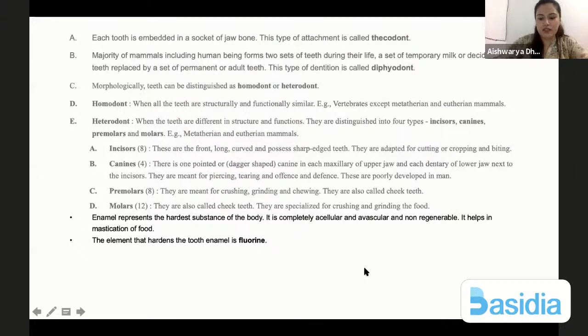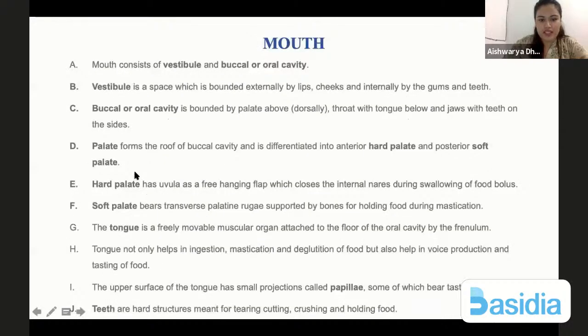So let's have a look at the teeth. Just give me 1 second. I'll just go back to the previous slide. Just have a look at this. Just read this slide. And let me know if you have any doubts.